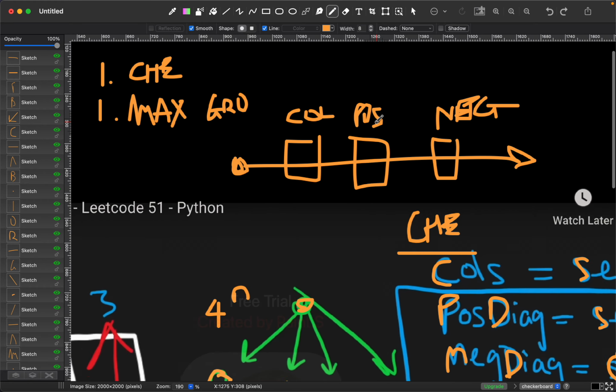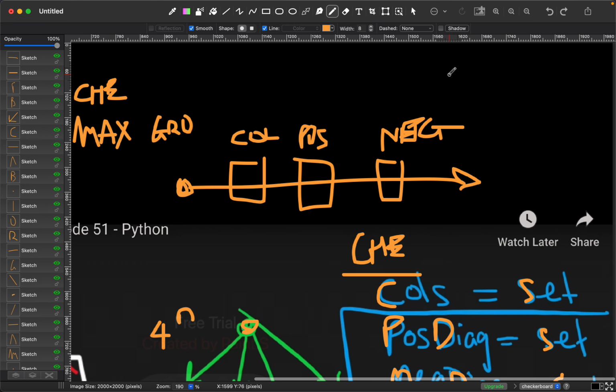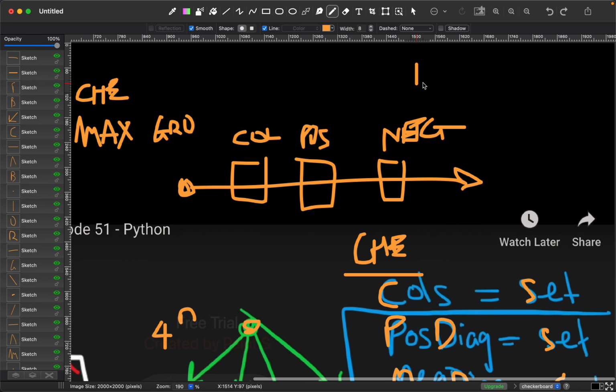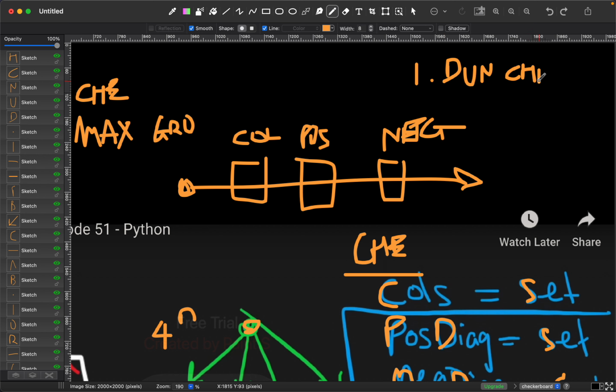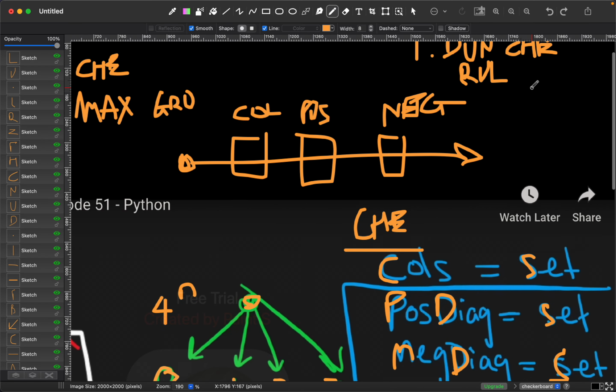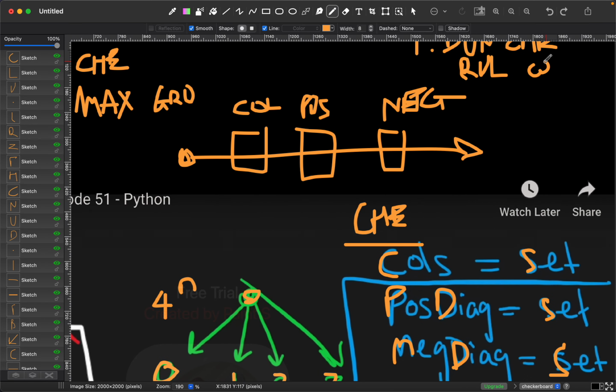And under the rulebook, it's really to do with saying duplicate within the chess rule. To break it down, the chess rule is basically these three rules. First, we have the column. Second, it has this positive diagonal. It has this negative diagonal.